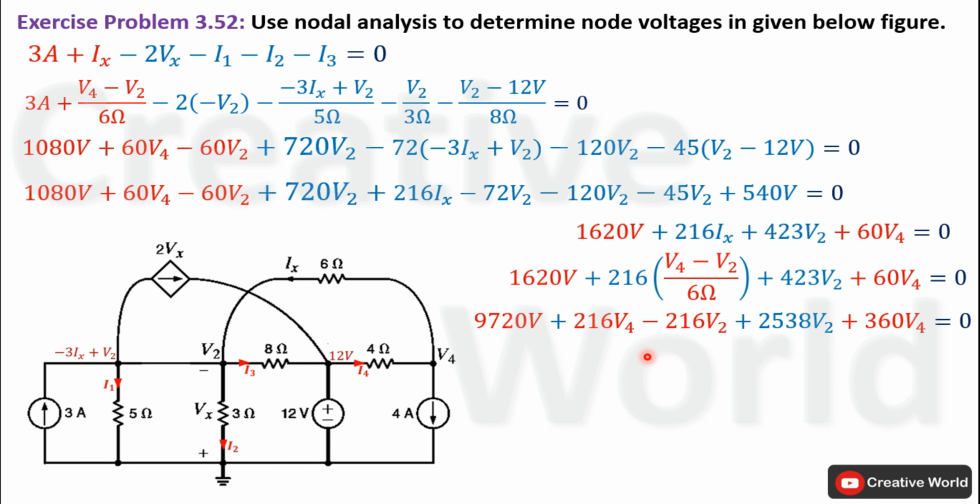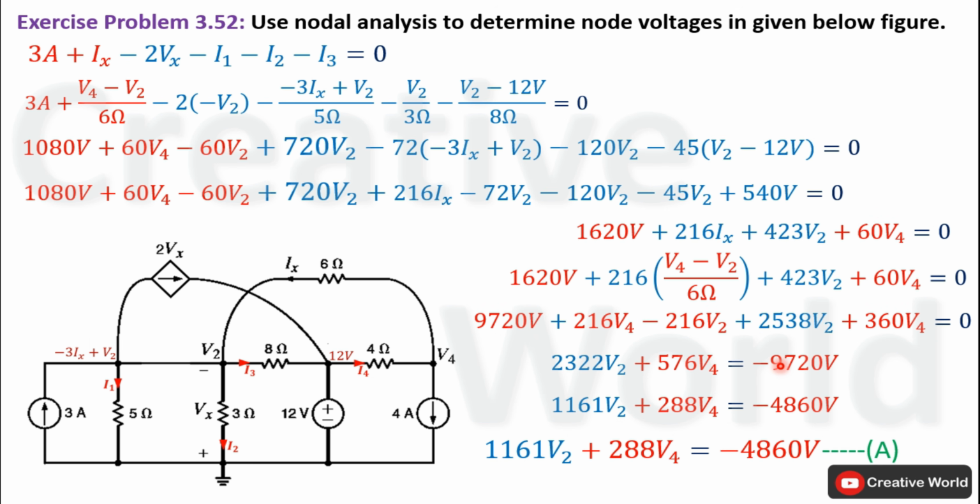Solve this equation again by adding same variables together and placing this constant value on the other hand side of equal. Divide this equation on both sides with 2. We will get the equation 1161 V2 plus 288 V4 equal to minus 4860 volt. We cannot further solve this equation, so leave it for now and label it as equation A. It is the first node voltage equation of this network.